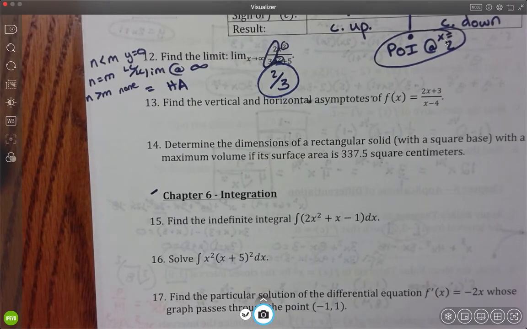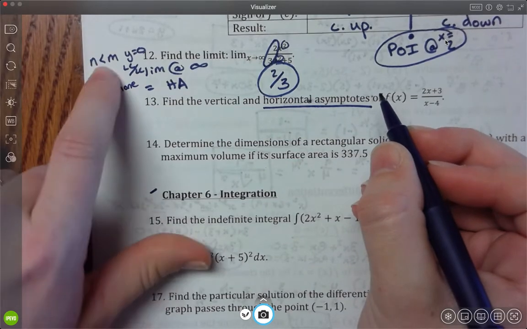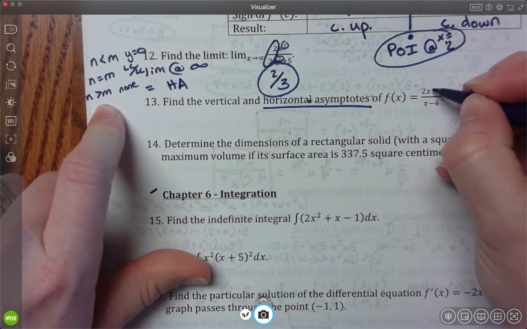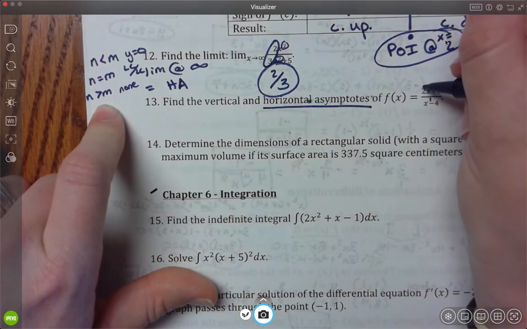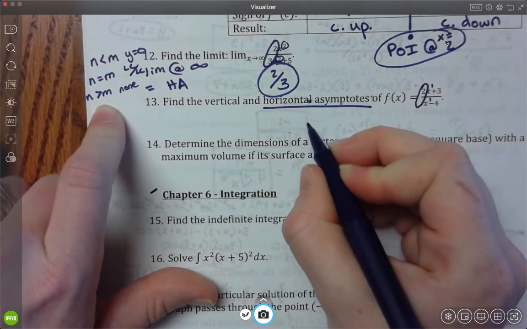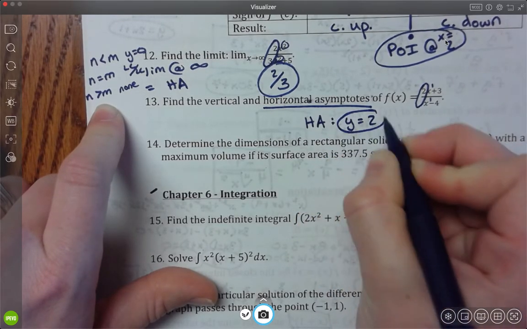Okay. Now, vertical and horizontal asymptotes. So let's go ahead and do the horizontal asymptote since I've written the rules already out here. N up here is 1. M down here is also 1. So I look at the leading coefficients out in front. So the HA is going to be y equals 2. That's what he looks like.